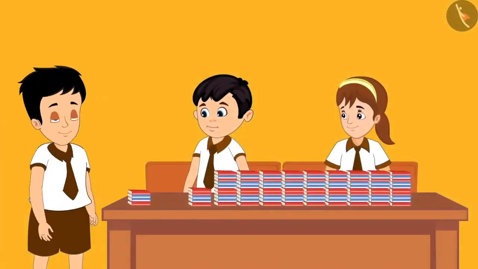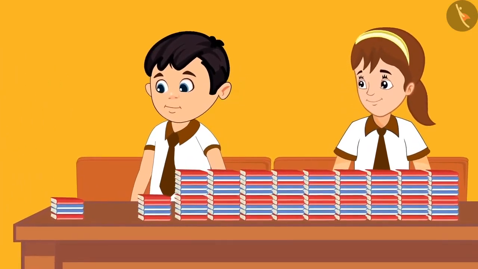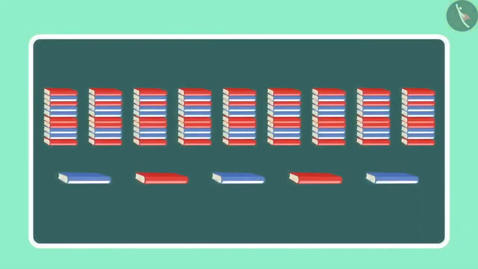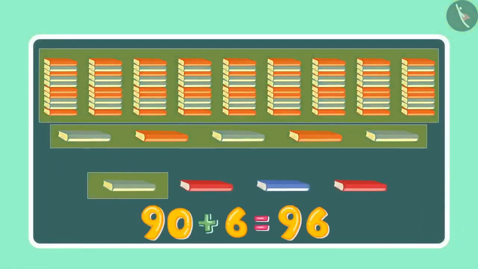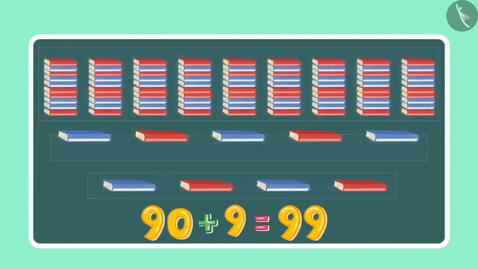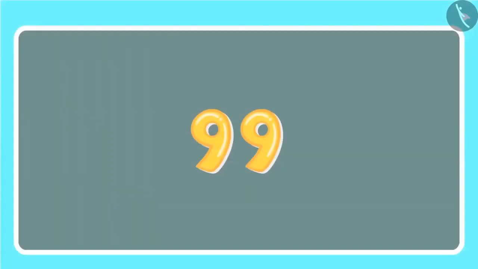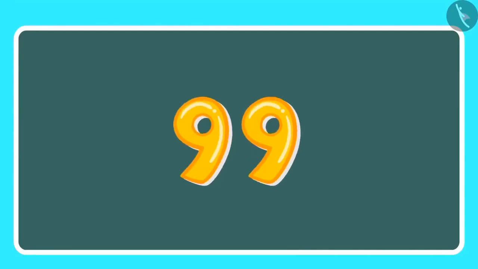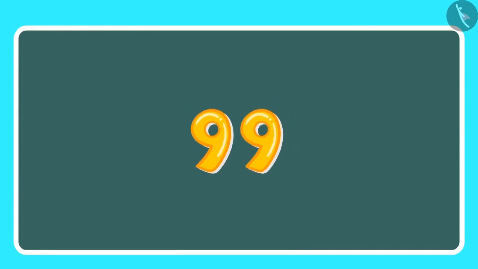After a while, Sono brought some more books. So let us see how many books Choto and Pinky together have right now. Choto, initially there were 95 books. And then 96, 97, 98, 99. Children, this means they have 99 books altogether.